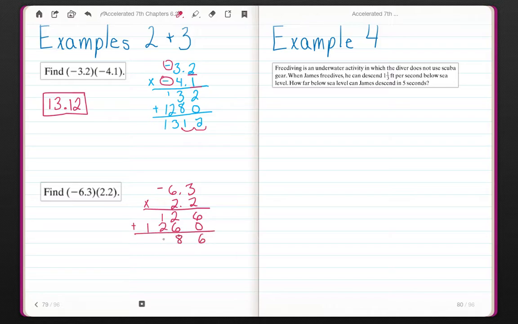6, 8, 3, 1. Again, I have 2 places behind the decimal, so I need 2 places behind the decimal in my answer. I see one negative sign, the other number is positive, so my answer is going to be negative. So my answer is negative 13.86.